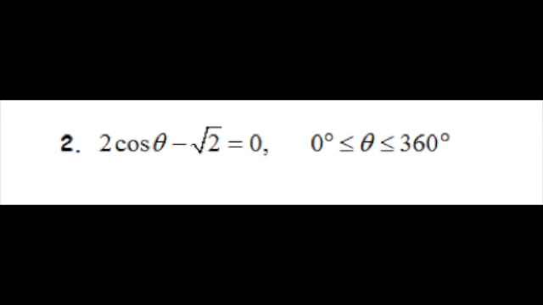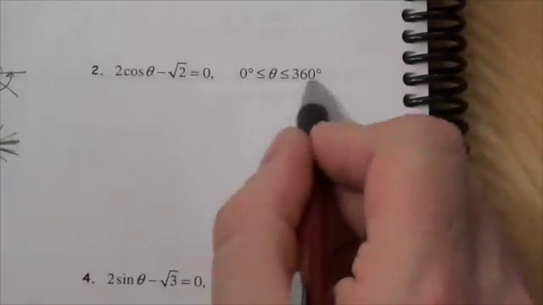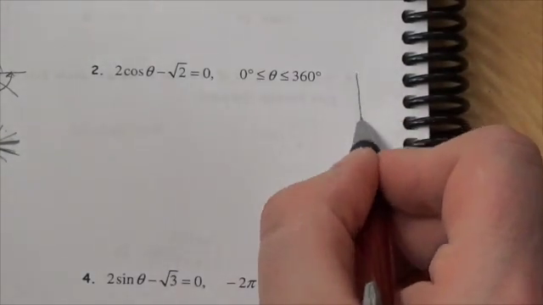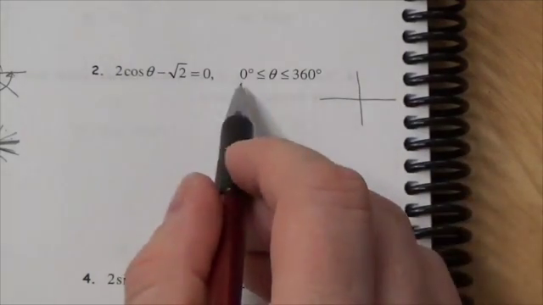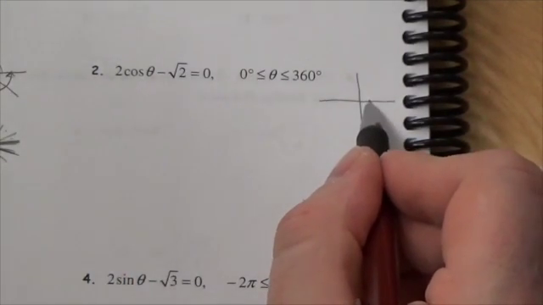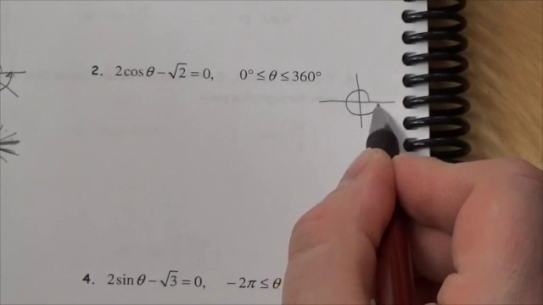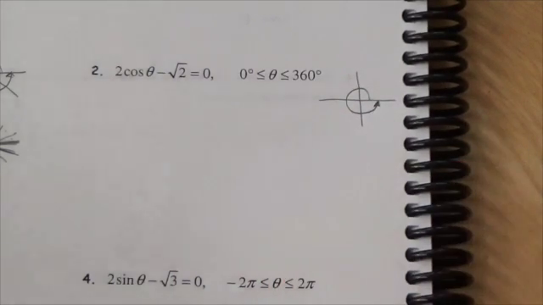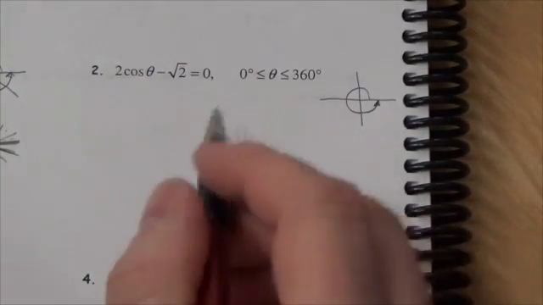2 cosine of theta minus root 2 equals 0, where theta is between 0 and 360. Again, the very first thing I'm going to do is identify what my domain is telling me. Between 0 and 360, I start here on the positive x-axis and rotate around, and just like the previous question, this is a positive full rotation.